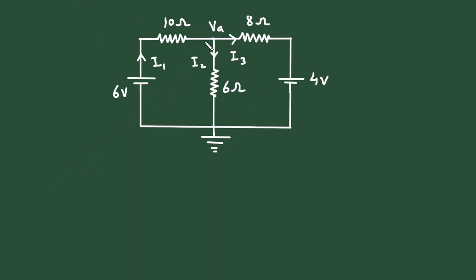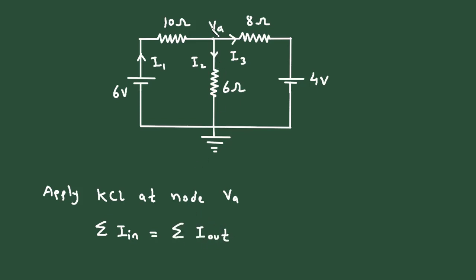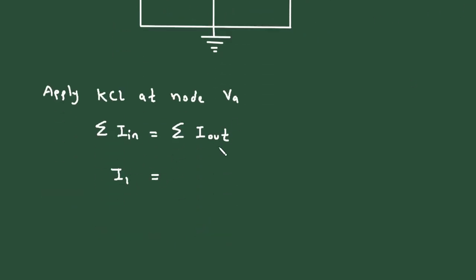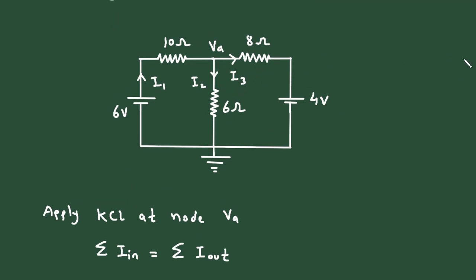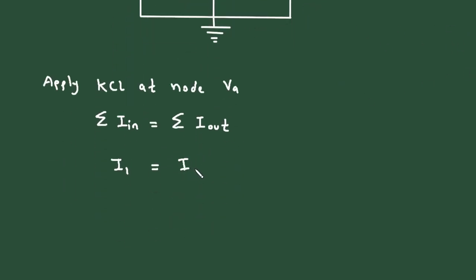For nodal analysis, we have to apply KCL. So apply KCL at node VA. KCL stands for Kirchhoff's current law, and it says the summation of all the currents entering a node is equal to the summation of all the currents leaving the node. So here the entering current is I1, so I1 is equal to the leaving currents. Now the leaving currents are I2 and I3, so I2 plus I3.